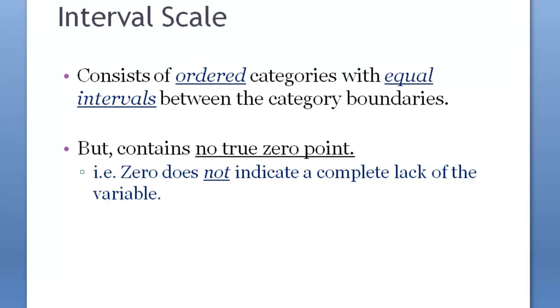Interval scale. It's actually easy to identify. Interval scale is like ordered categories with equal intervals, like a thermometer scale, but it contains no true 0 point. So that's why I said thermometer.